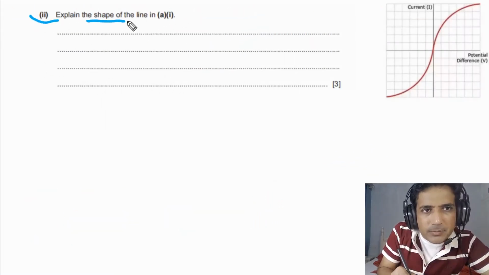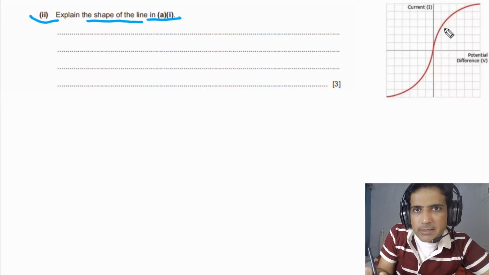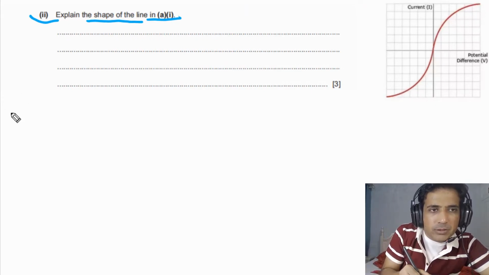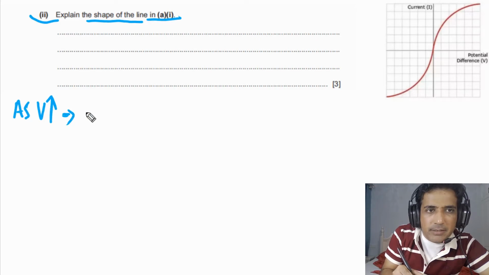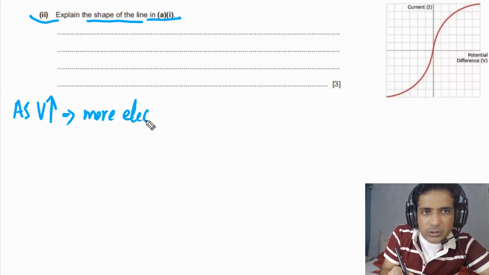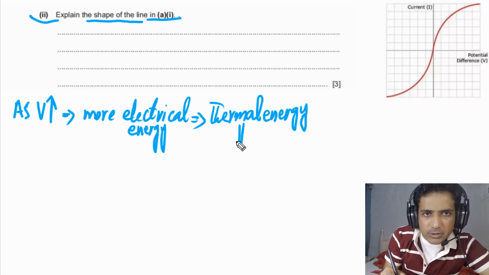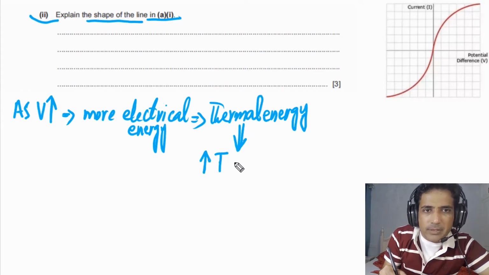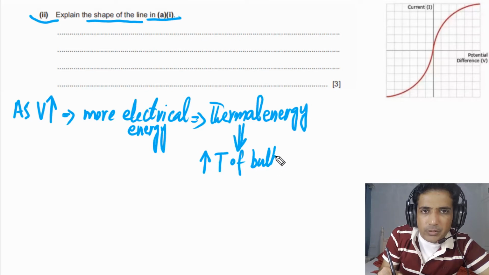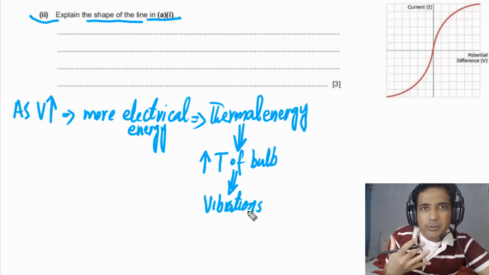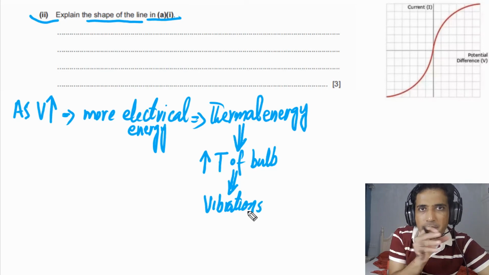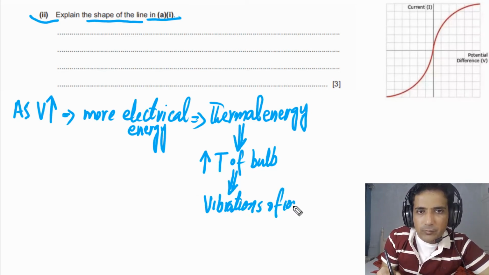For the second part, we need to explain the shape of the line in A1. Means we need to explain the shape of this curve. First of all, as V increases, more electrical energy is converted into thermal energy. As more thermal energy is produced, the temperature of the filament lamp rises. As the temperature of the filament lamp increases, the vibrations of ions increase. It means ions vibrate faster.